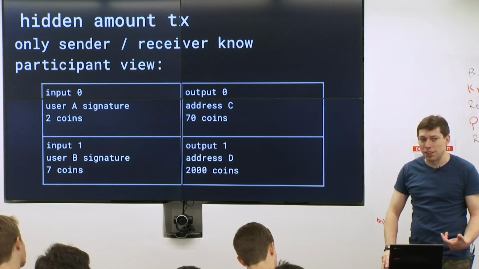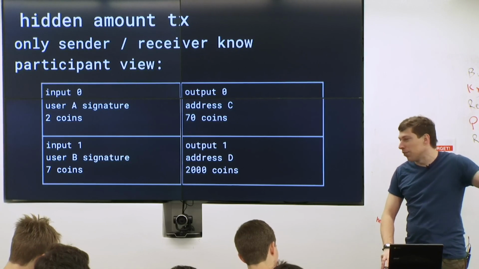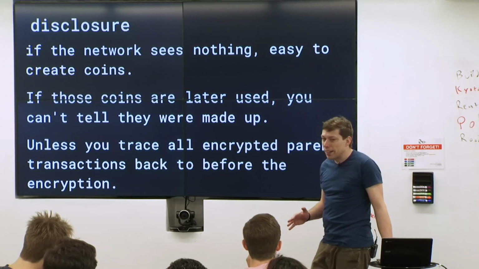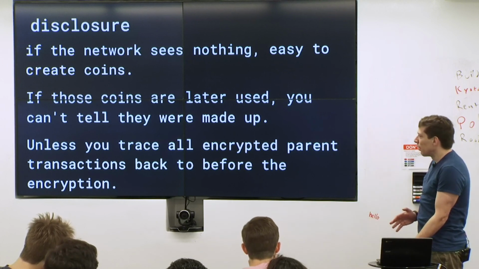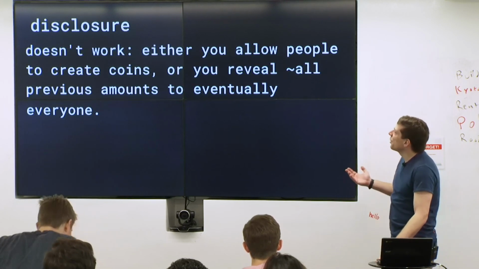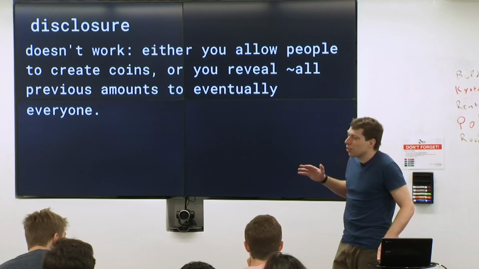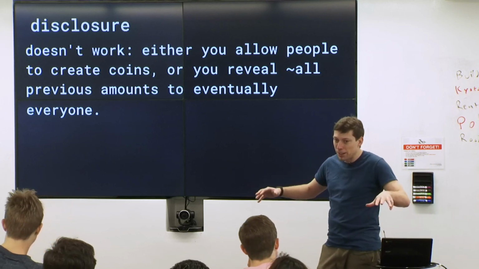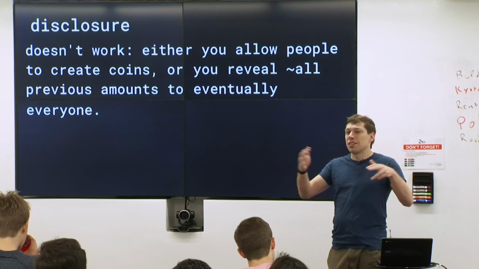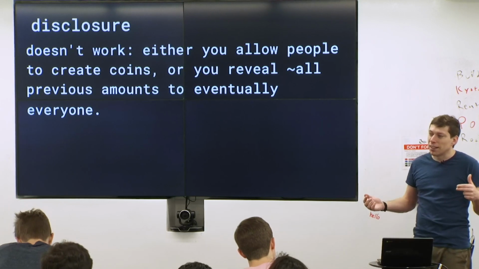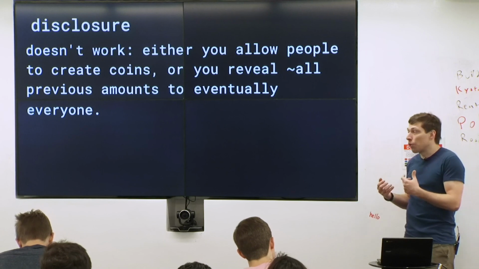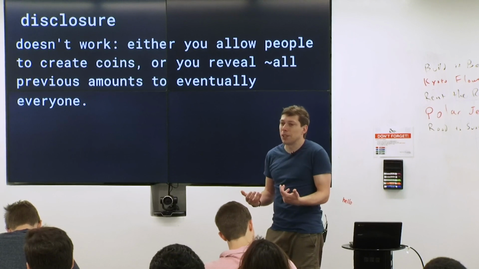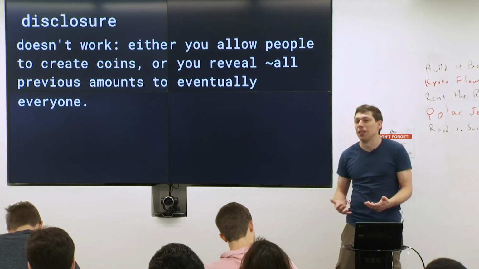You could provide the decryption keys for all previous amounts. But that basically gets you back to where we are right now, right? Not quite, but pretty close. Either you allow people to create coins, or you basically are revealing close to all previous amounts, eventually to everyone, right? Because as that transaction graph gets bigger and bigger, I'm going to have thousands and thousands of ancestor transactions that I'm going to have to require proof for. I'm going to require all those decryption keys to make sure nothing like this happened. And then eventually, all the people receiving money will be able to see everything. Or not quite everything, but a lot.